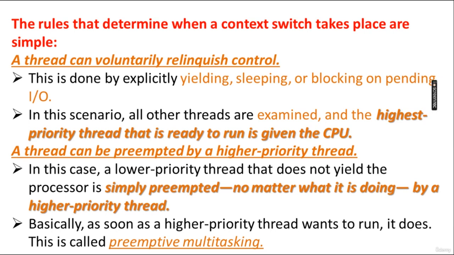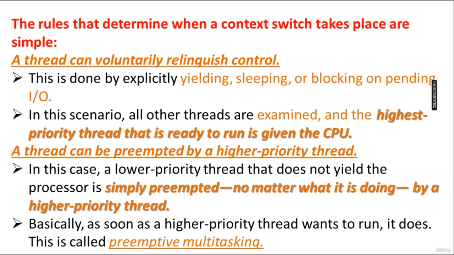A thread can voluntarily relinquish control, and this can be done by explicitly yielding, sleeping, or blocking on pending input-output. All the other threads are examined, and the highest priority thread that is ready to run is given the CPU. So multiple threads are there. Whichever thread has the highest priority will be given access to the CPU.